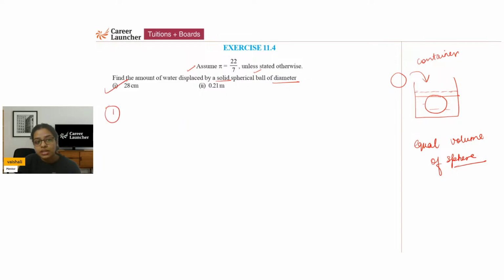So first part, radius is 28/2 or 14 centimeter. 14 centimeter आ गया. So now let's quickly calculate that what is the volume. 4/3 pi r cube. Now see जितना calculate हो सकता है cancel out कर सकते हैं. We are cancelling 14 with 7 and now I cannot cancel anything as such. So ये भी आंसर आपका decimal में आएगा.